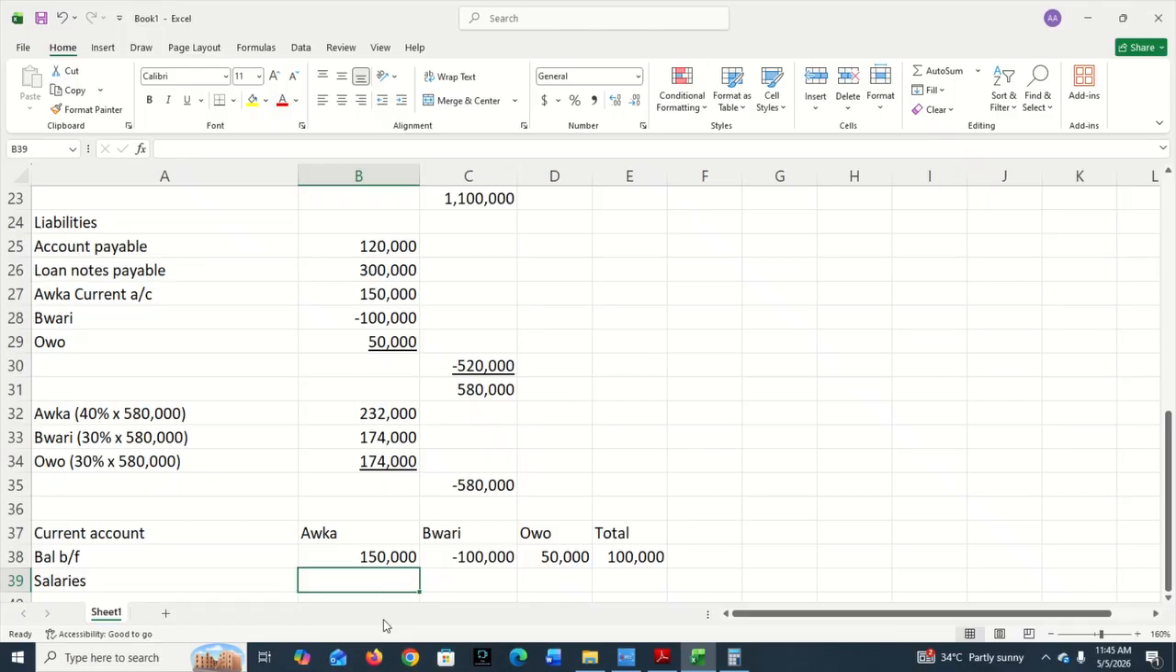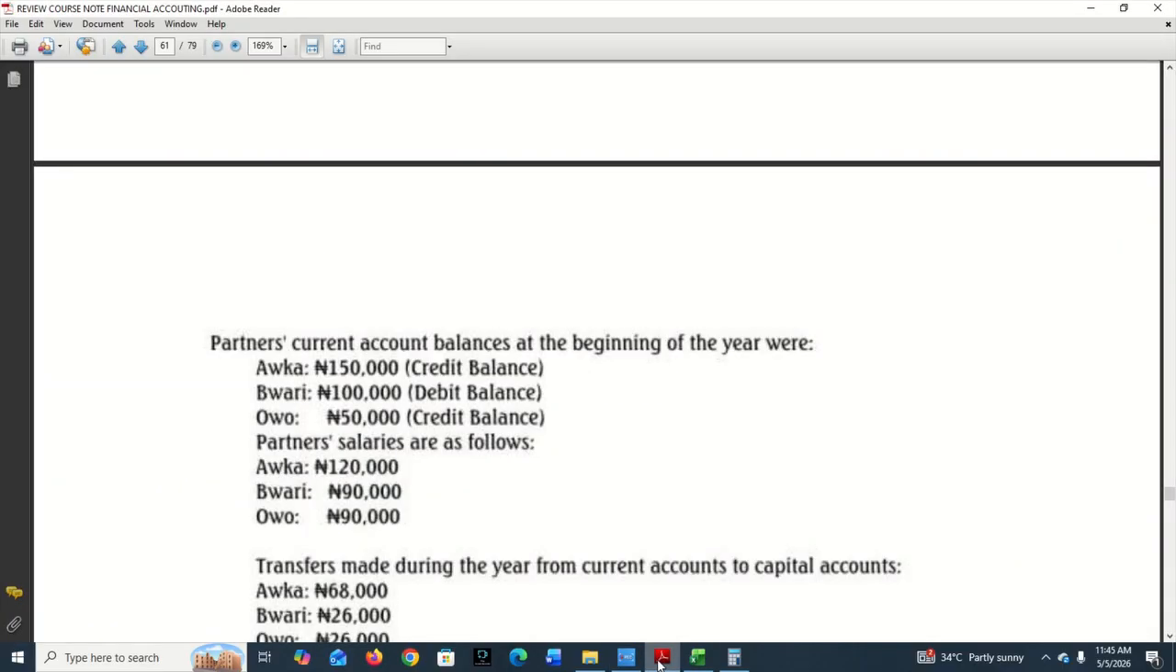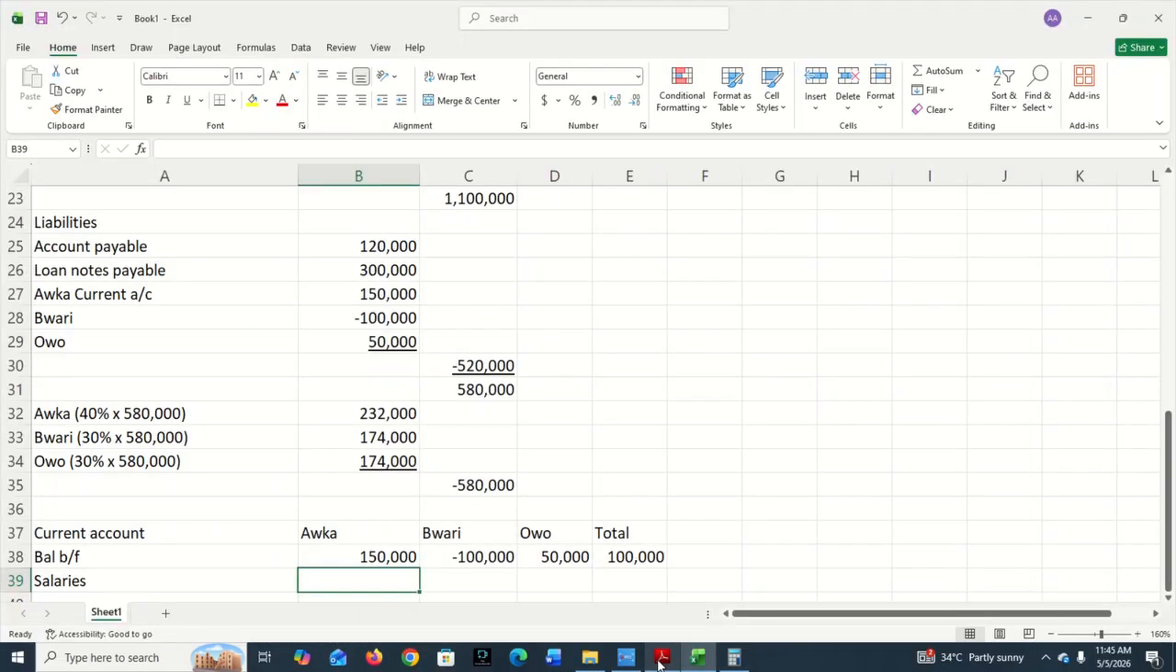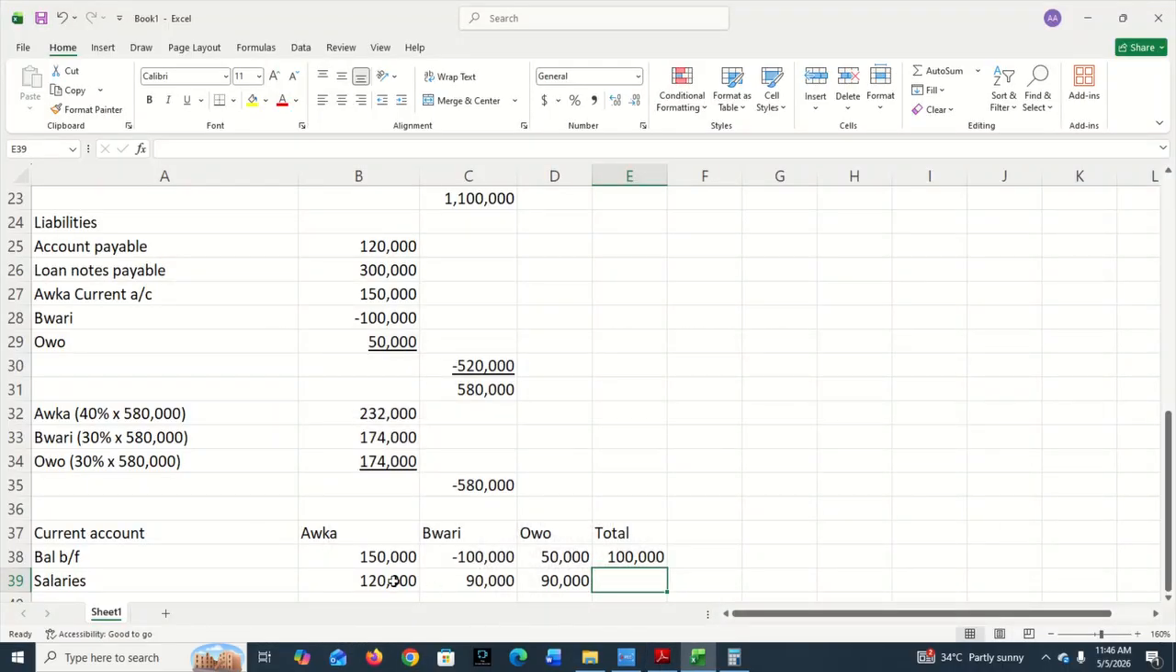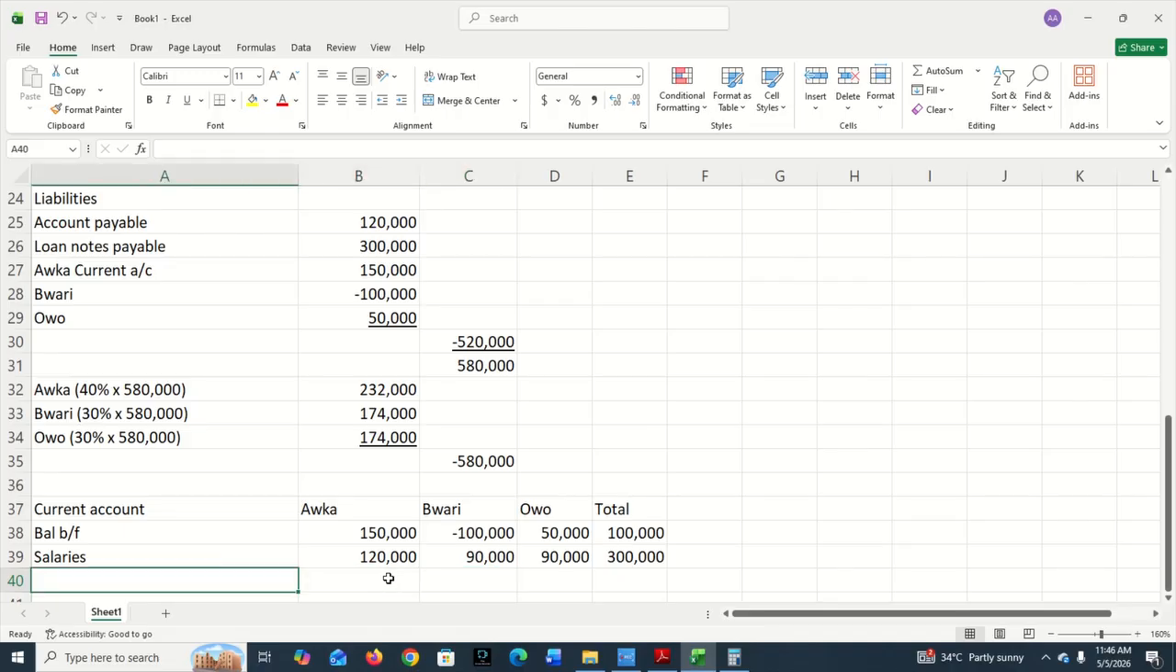So how much are their salaries? Let's check. We're giving you the question. 120, 90, 90. So let's put it: 120,000, 90,000, 90,000. Okay. So that's, let's add. So how much would that give us in total? That will give us 300,000. Okay. Next, their share of profit also comes to their current account.